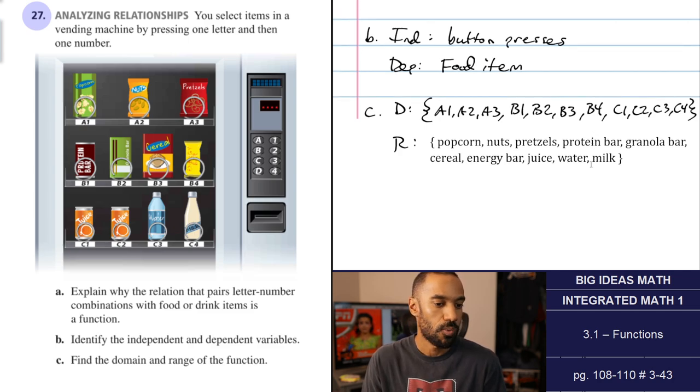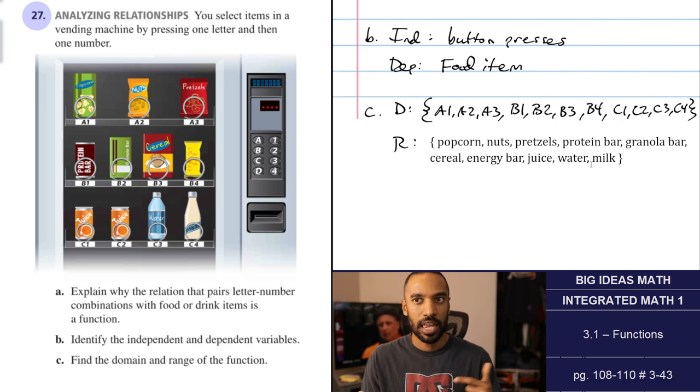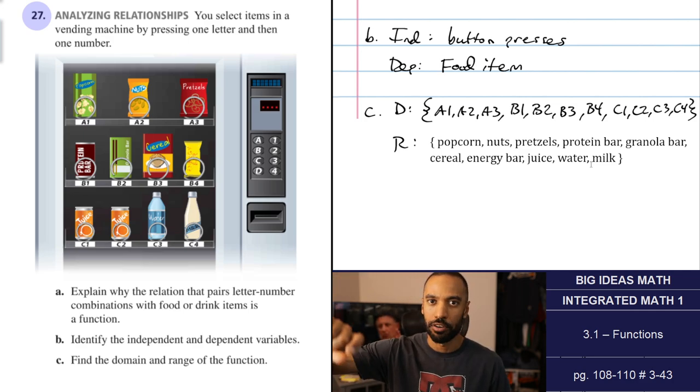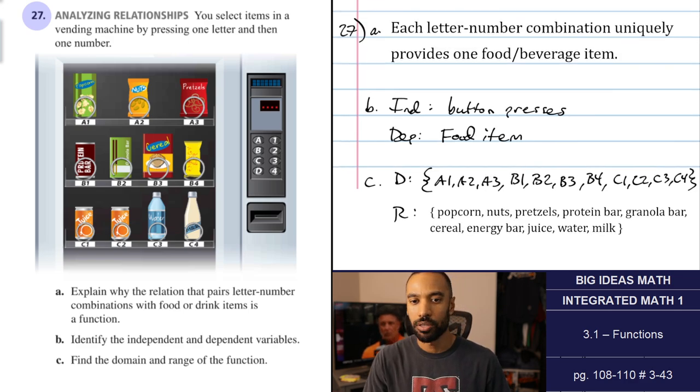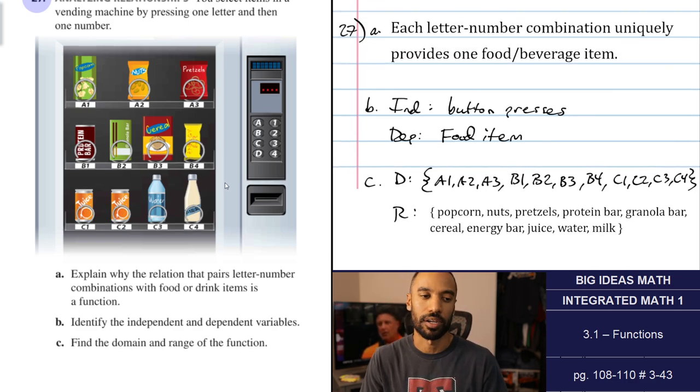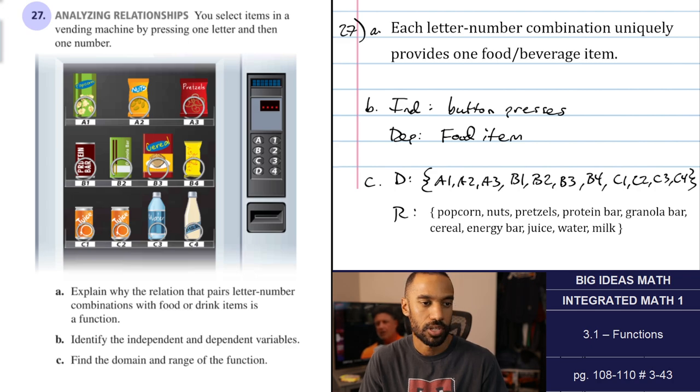So every time I press C1, I should get juice. I shouldn't get something different. But if I press C1 and then I press C2 and I get juice for both, that's fine. Vending machines do that all the time. There are like 5 different options for water and 4 for Coca-Cola and then 1 for, you know, Arizona tea. All those kinds of things. That's how they work. And that's how functions work. That's just how it is.